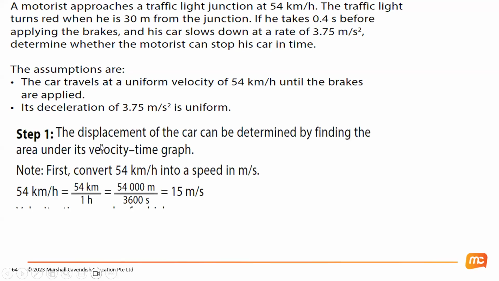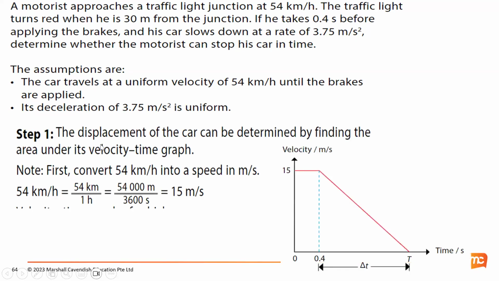Your graph should look like this. There is kilometers per hour, but I don't like that because when I substitute into my formulas, I can't use kilometers per hour. I need to use meters per second. So for the first part, they do a conversion over here. 54 kilometers per 1 hour, which is 3,600 seconds, you get 15 meters per second. So my car is moving at 15 meters per second for 0.4 seconds.